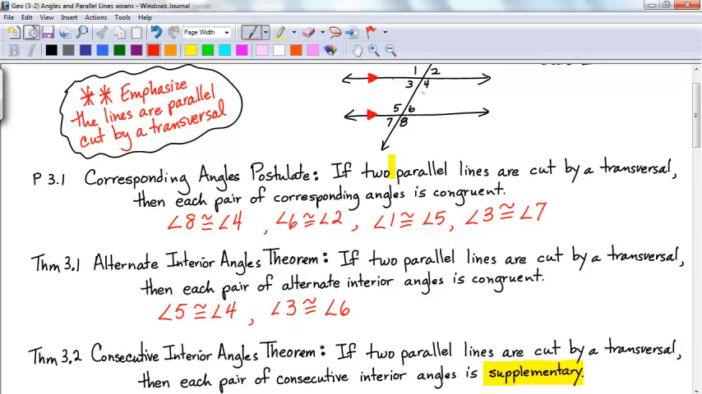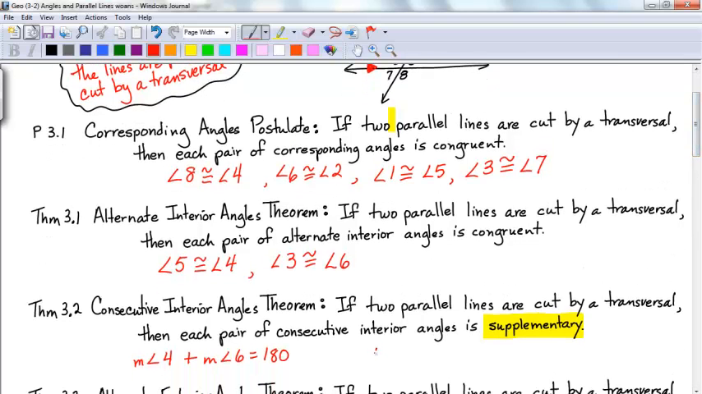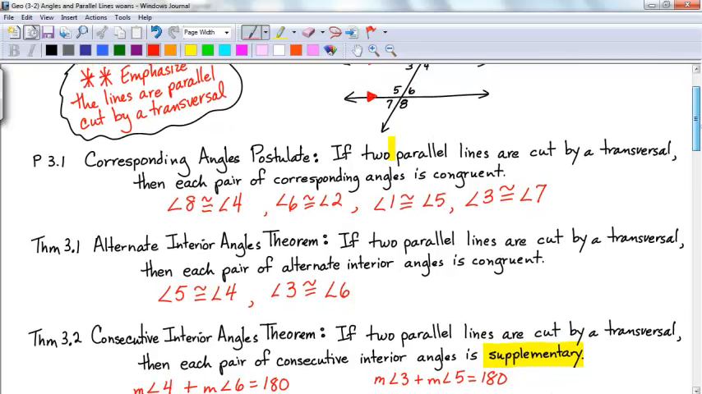So if you look at this picture, one pair of consecutive interiors would be 4 and 6. So this time, the measure of angle 4 plus the measure of angle 6 equals 180. They are supplementary. And the other pair would be 3 and 5. So the measure of angle 3 plus the measure of angle 5 equals 180. And those are the only two pairs for that picture.